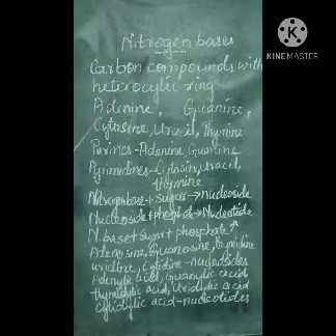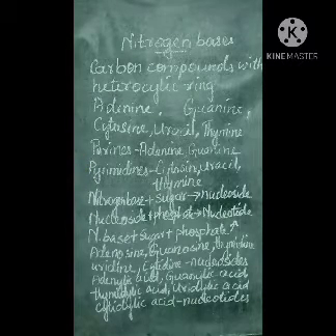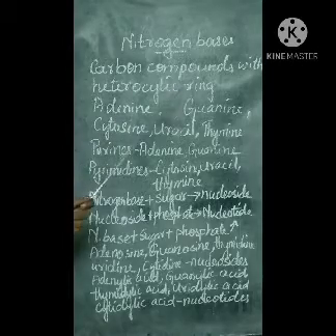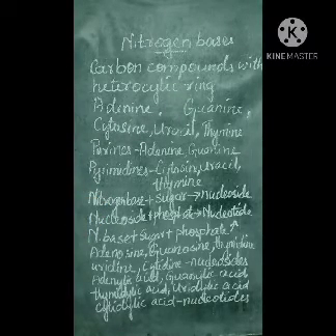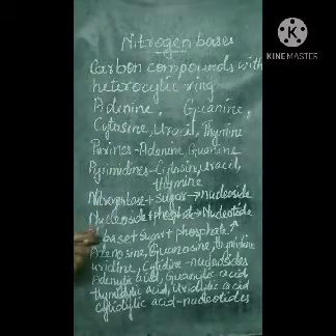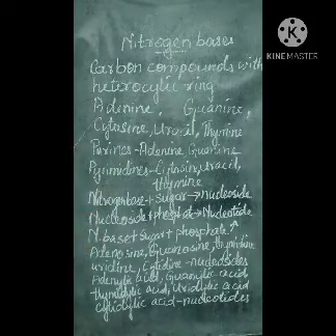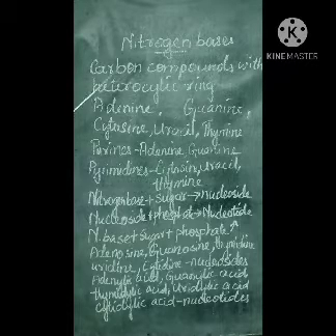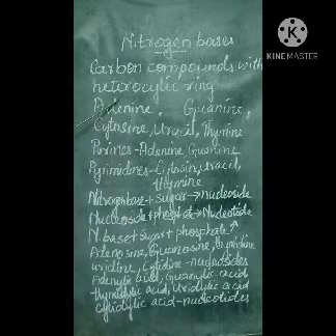Next we can see about nitrogen bases. In living organisms, there are a number of carbon compounds which have a heterocyclic ring structure. So these nitrogen bases are carbon compounds with a heterocyclic ring structure. And the nitrogen bases are adenine, guanine, cytosine, uracil and thymine. So these all have the heterocyclic ring structure. In the previous classes we have seen amino acids and lipids. They generally have a linear structure, but these nitrogen bases have a heterocyclic ring structure.